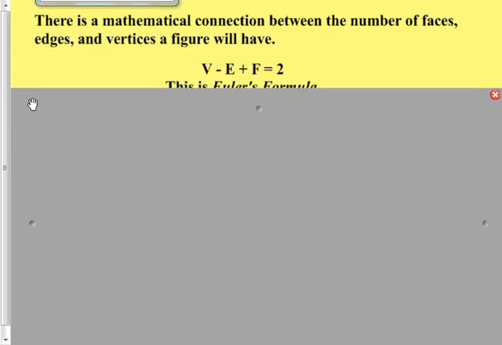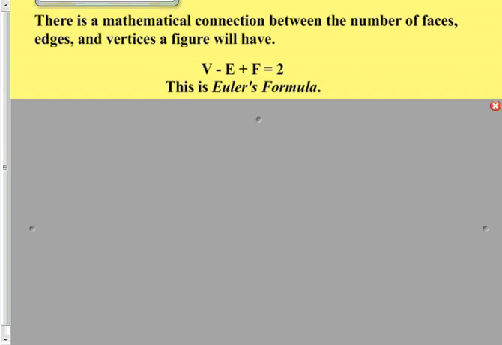And it's not a well-known equation, but it has been showing up more and more recently on the tests that we've seen, so I figured it's probably a good idea for us to take a look at it. The equation says vertices minus edges plus faces equals 2.